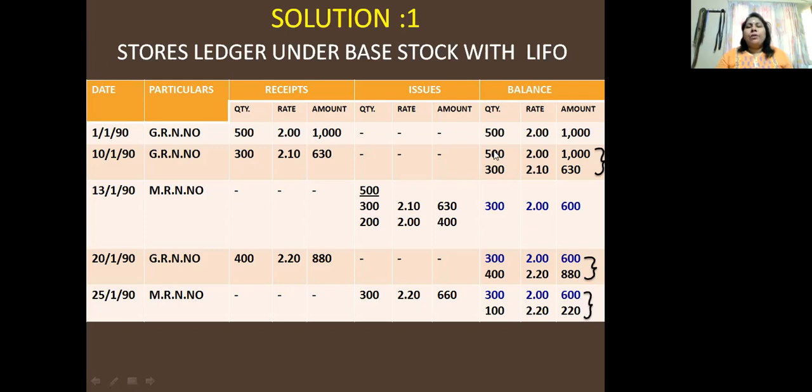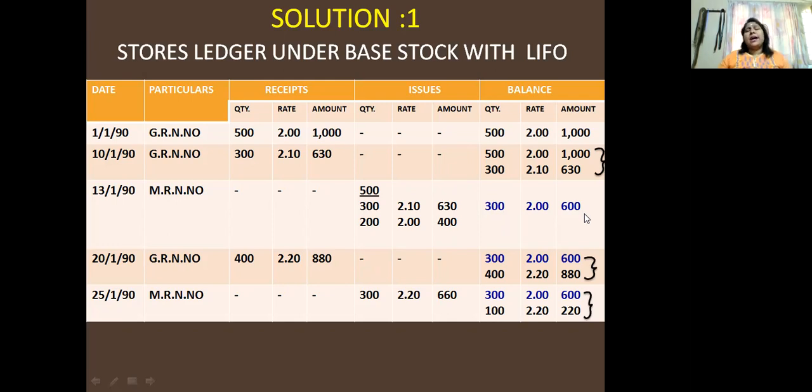Then I will move on to the preceding lot. In the preceding lot I have 500, but I need only 200. So 200 into 2, 400. So the balance in the first lot is only 300, because out of 500 I issued 200. So the lot is available only 300 tons at the rate of 600.